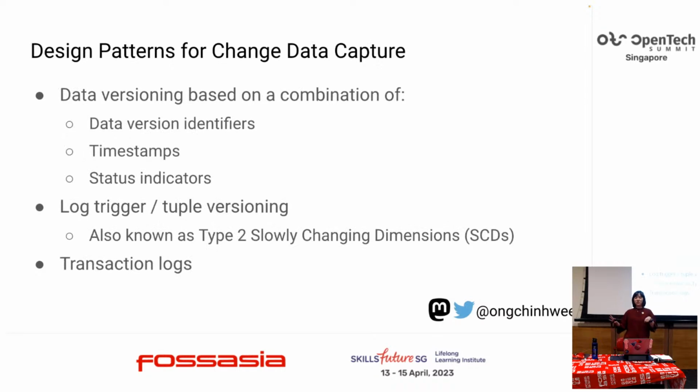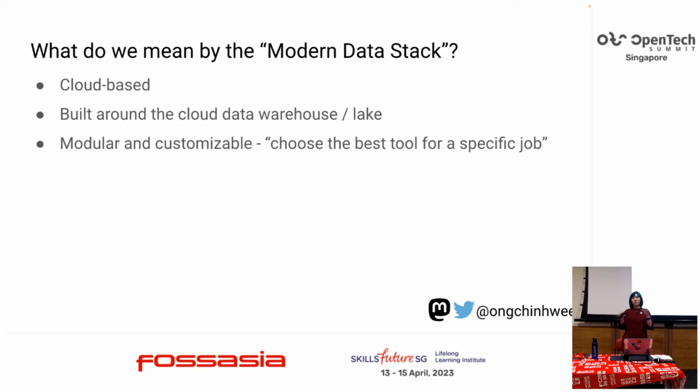Okay, so some design patterns for change data capture are, firstly, data versioning based on a combination of version identifiers, timestamps, and status indicators, which indicate whether the record is valid or not. Another design pattern that's very common is your log trigger or tuple versioning, which is also known as type 2 slowly changing dimensions, which I will elaborate on later. And last but not least is transaction logs. Transaction logs are specific to the system, so let's not talk about that.